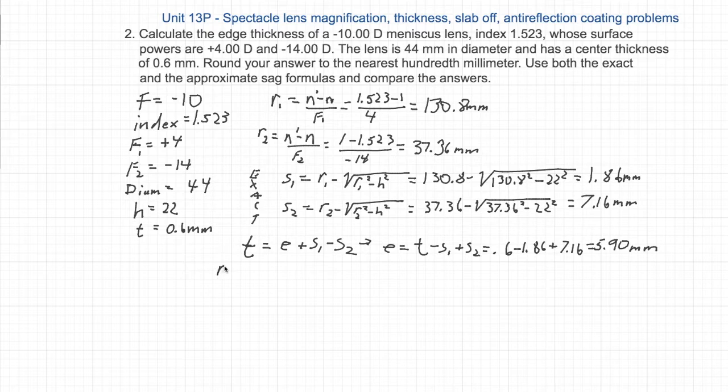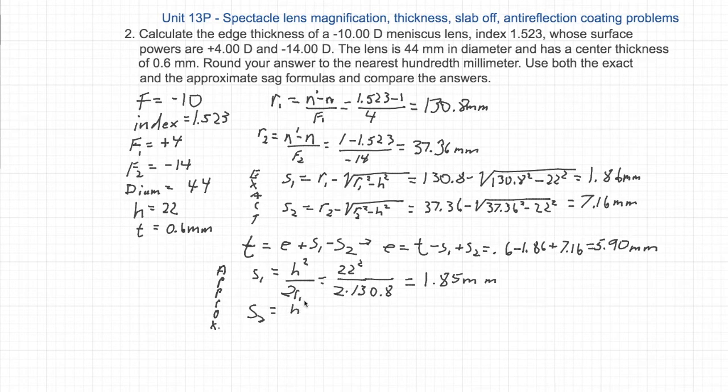Now let's see what happens when we use the approximate sag formulas. Approximate sag equals h squared over 2r. So S1 equals h squared over 2r sub 1. Plug in our numbers, and we get our sag of the first surface is just about the same as the sag that we found exactly. S2 equals 22 squared over 2 times 37.36 and equals 6.48 millimeters. A little different from the exact sag.